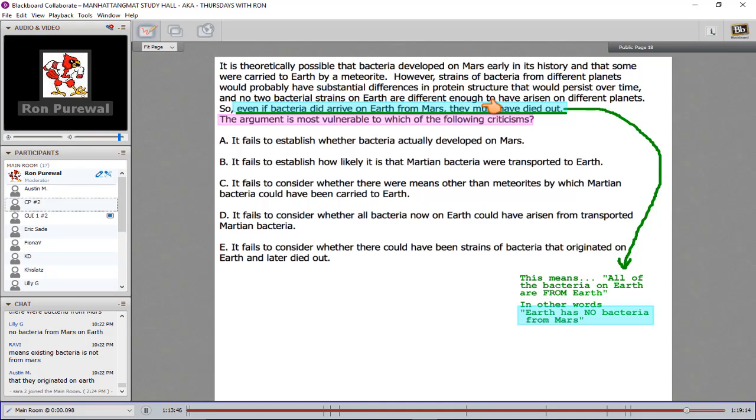So that's what this is saying. This is basically just a slightly indirect, but very conversational way of saying this. Even if you did that, there's no evidence that means you didn't do it. Earth doesn't have bacteria from Mars. Okay? That's the argument.